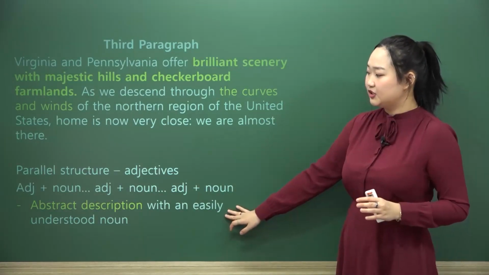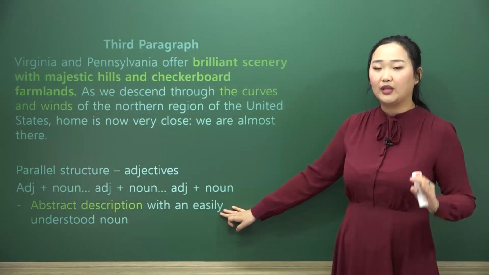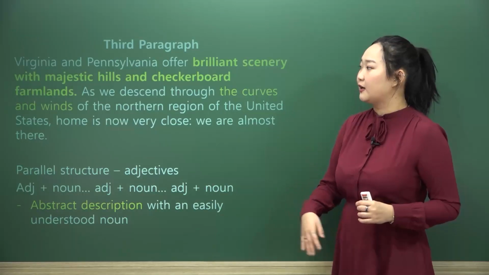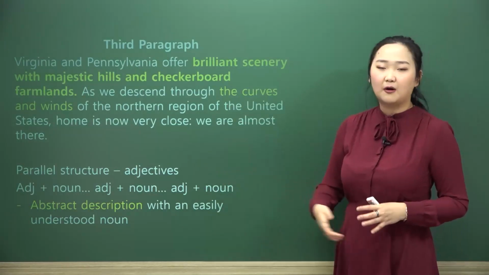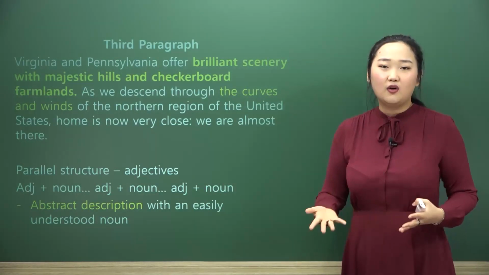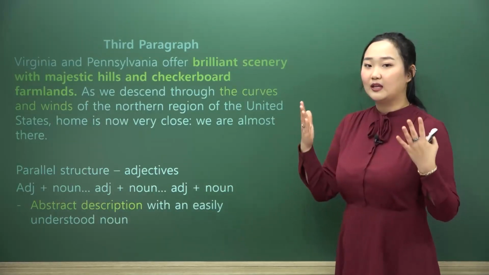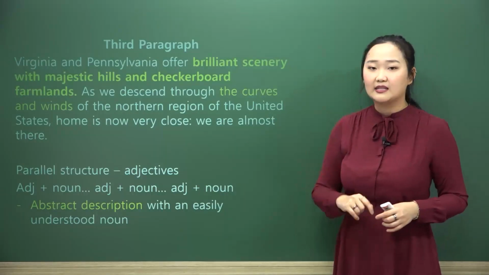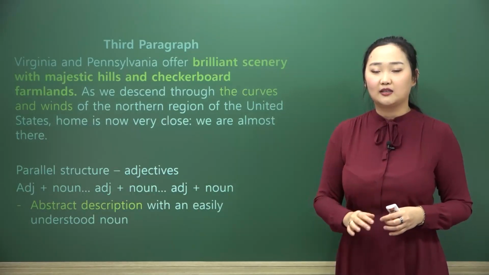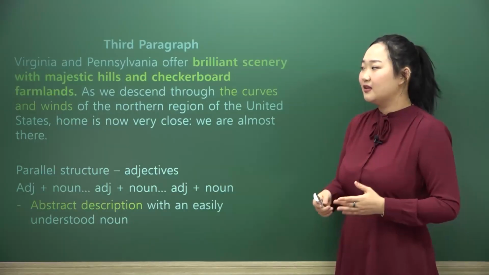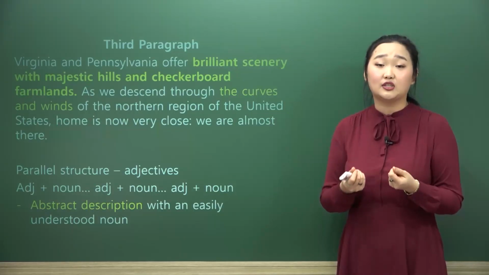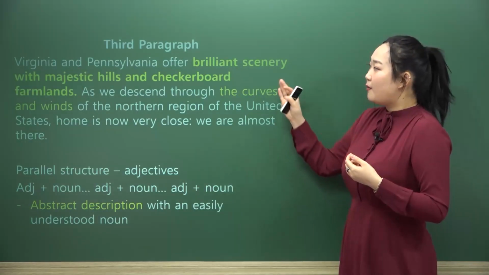And here, something interesting is that they are described with abstract descriptions, abstract adjectives with an easily understood noun. So scenery, hills, and farmlands, we have an idea of what that is. We know exactly what they might look like. We can imagine them just as is. But what's interesting is that this writer adds adjectives that are abstract. So what I mean by abstract is something that's a thought, something that's an idea, rather than something tangible or something that we can actually see. For instance, brilliant. It's brilliant scenery.